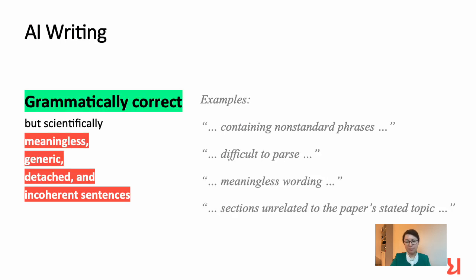One reason AI-generated content can be difficult to detect is that it often reads very well. The grammar is usually correct, the sentences are fluent, the structure looks professional. At first glance, everything appears convincing, but scientific writing is not judged by grammar alone. It must communicate clear ideas, appropriate methods, logical argument, and conclusions. Sometimes AI-generated text does something quite different. Editors sometimes describe these papers using phrases such as meaningless wording, non-standard language, or sections unrelated to the paper's topic. So as AI becomes better at writing, good language is no longer enough. We must evaluate whether the science itself makes sense.